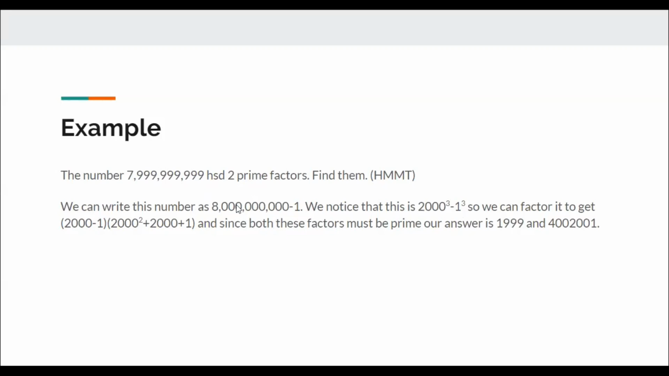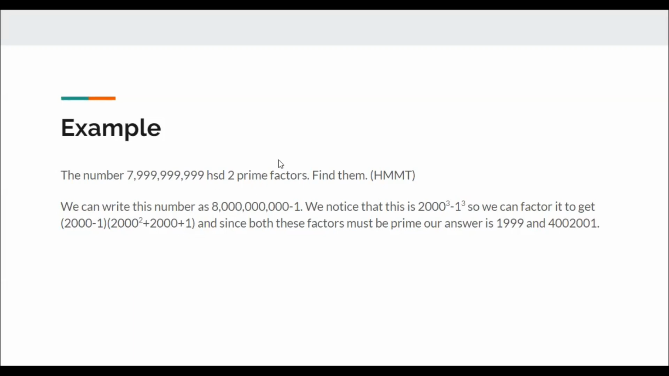You can find that pretty easily, because that's just 8 and that's 2 cubed, and there's 3 groups of zeros. So then you can use this difference of cubes again. And remember, a cubed minus b cubed is a minus b into a squared plus ab plus b squared. In this case b will be 1. So if you factor, you're going to get 2000 minus 1 into 2000 squared plus 2000 plus 1.